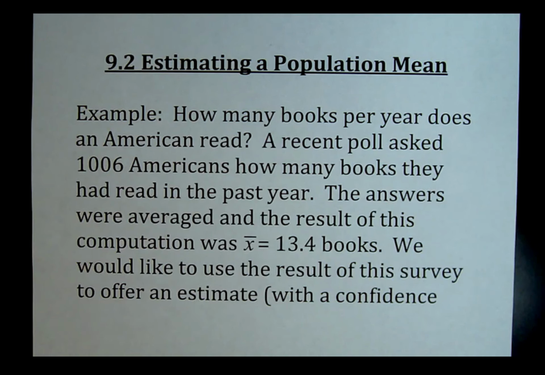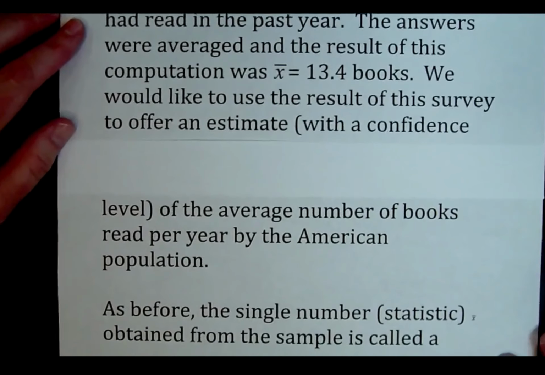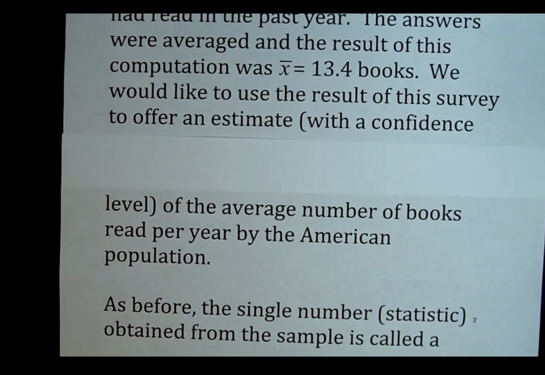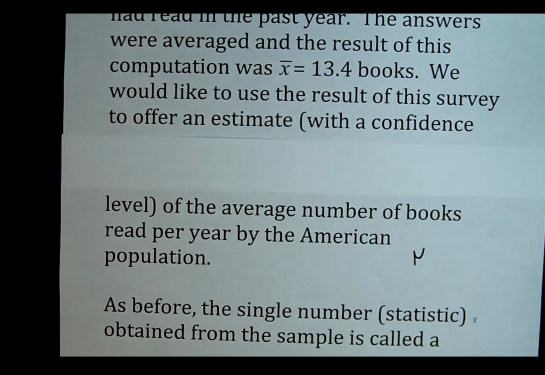A recent poll asked 1,006 Americans how many books they had read in the past year. The answers of each person were averaged, and the result of this computation was X bar, the sample mean, was 13.4 books. We would like to use the result of this survey to offer an estimate, along with a confidence level for our estimate, of the average number of books read per year by the American population. So the population is all Americans. We'd like to estimate mu for the population.